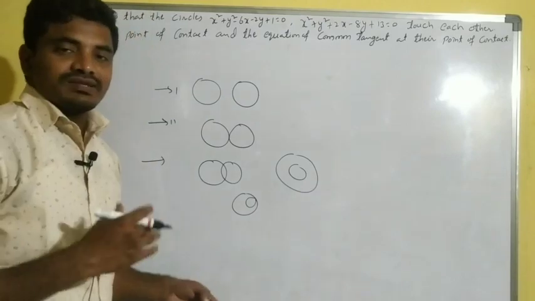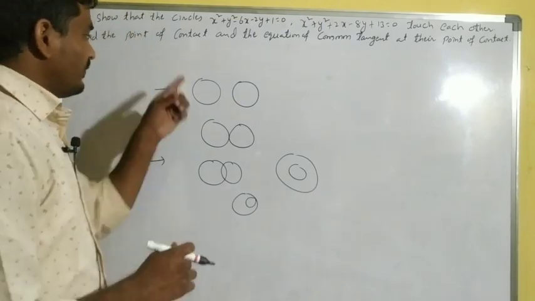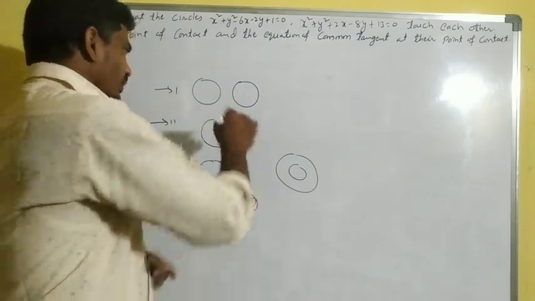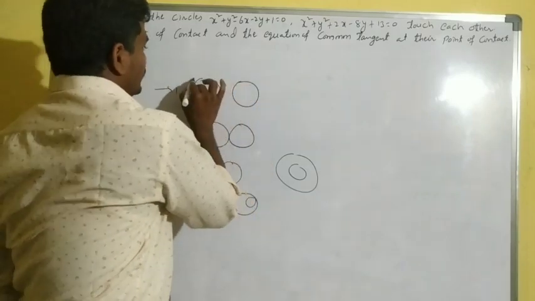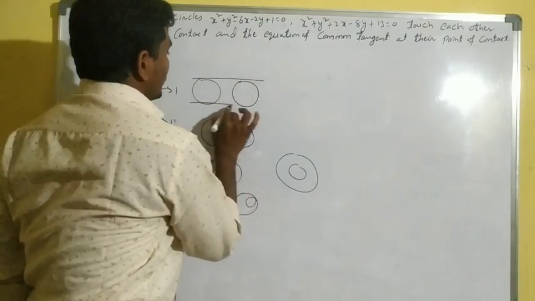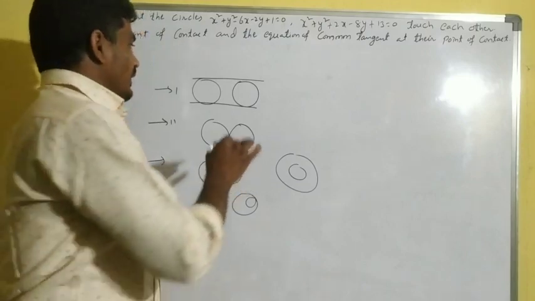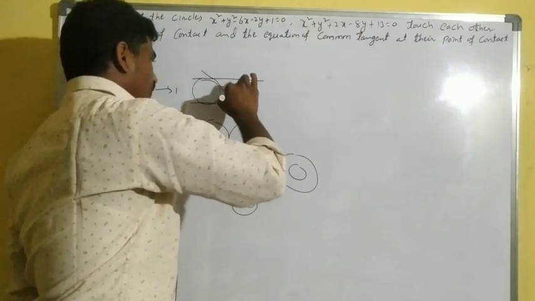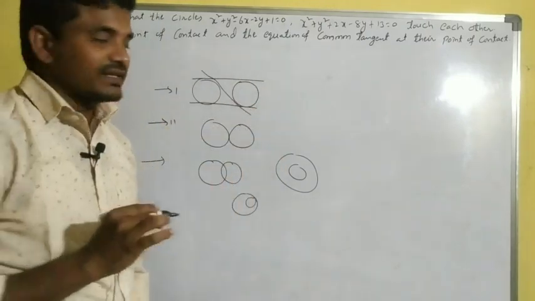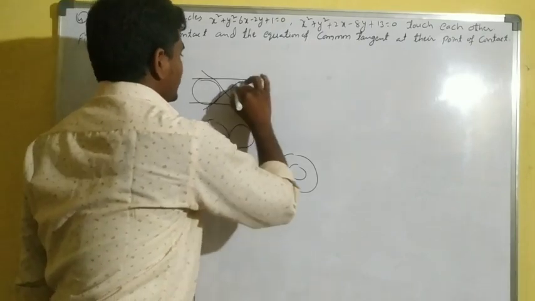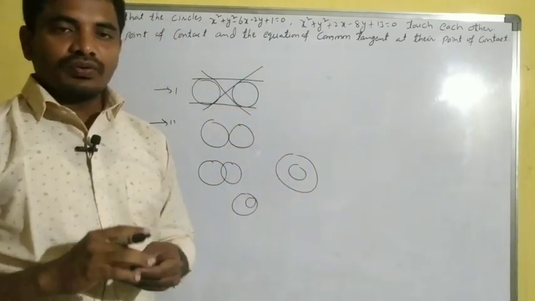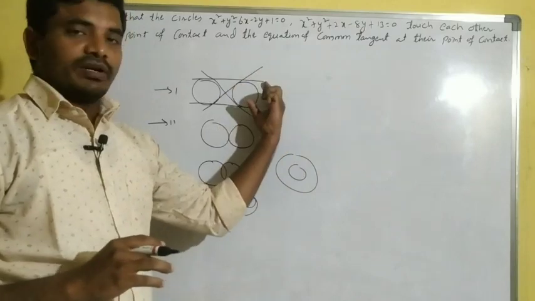So what cases can we get here? If you take it like this, you will get two common tangents here, and these we call transverse tangents. This is the first one and this is the second tangent. We can get two transverse tangents and two direct common tangents.